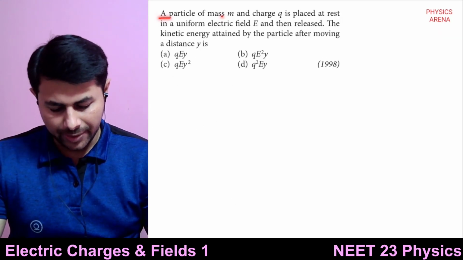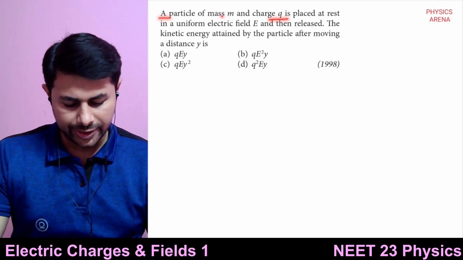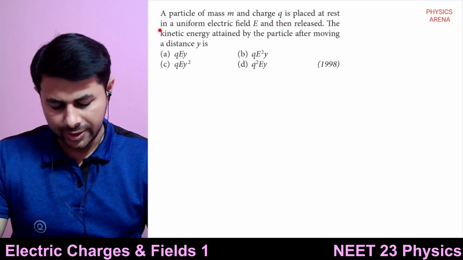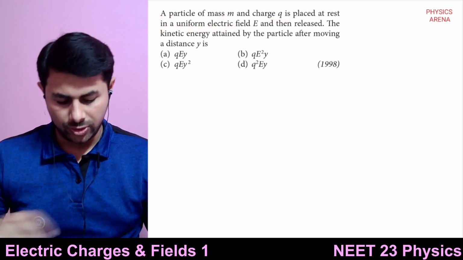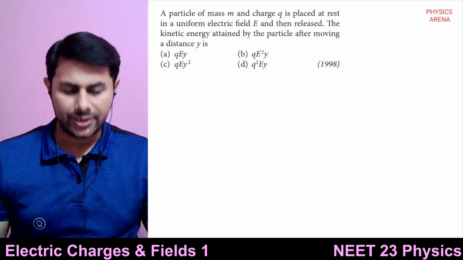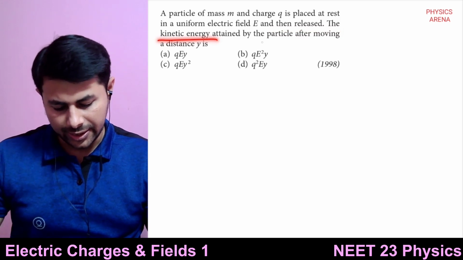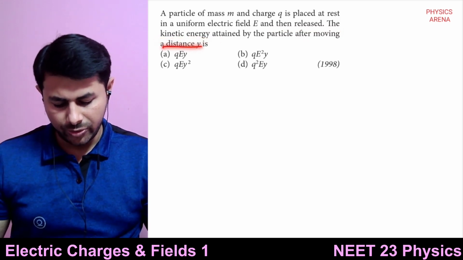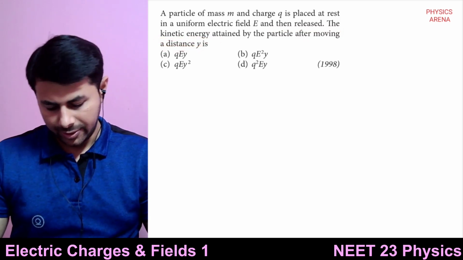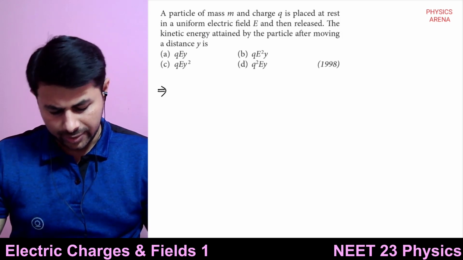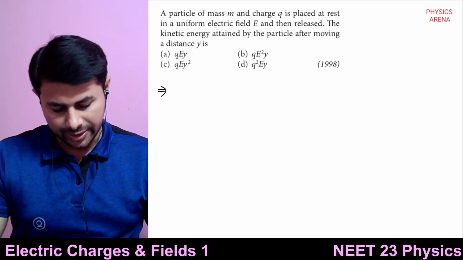A particle of mass m and charge q is placed at rest in a uniform electric field E. So the electric field is uniform, not changing, and then released. Then the kinetic energy attained by the particle after moving a distance y is. So see, there is a particle, it's in a uniform electric field.